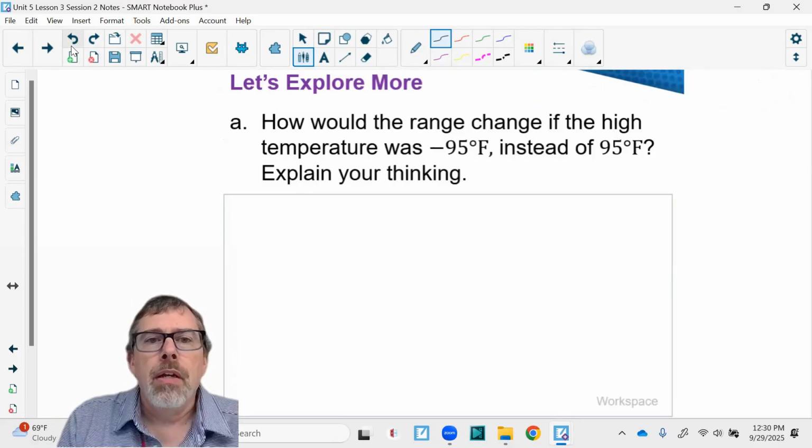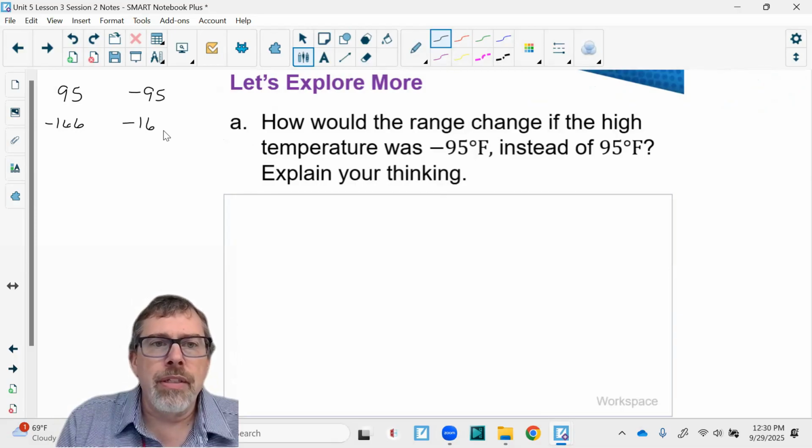Okay. How would the range change if the high temperature was negative 95 instead of 95? Before we had 95 degrees as a high and negative 166 as a low. Now we're saying it's negative 95 and negative 166. Range means the difference between the high and the low. So it's negative 95 minus a negative 166. But that's going to become negative 95 plus 166.